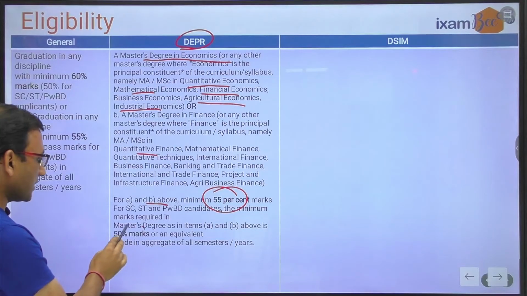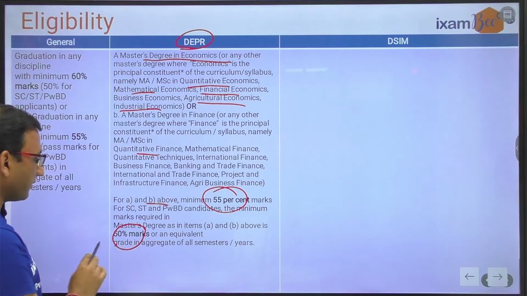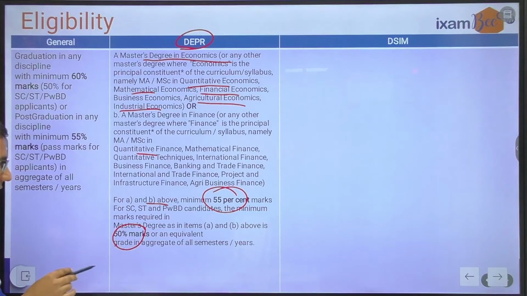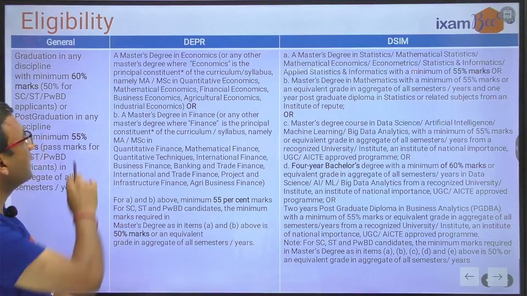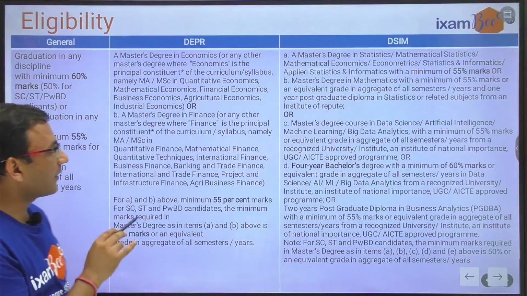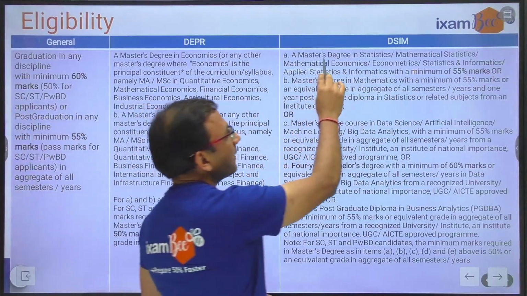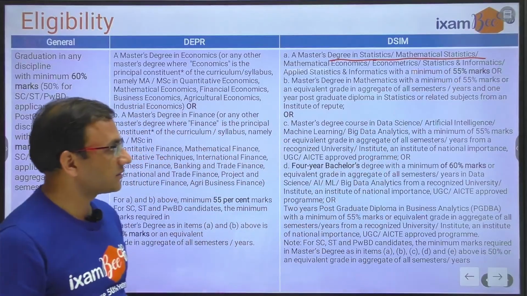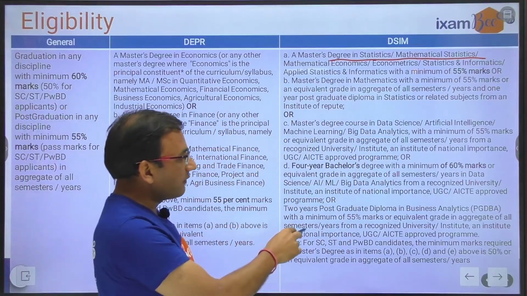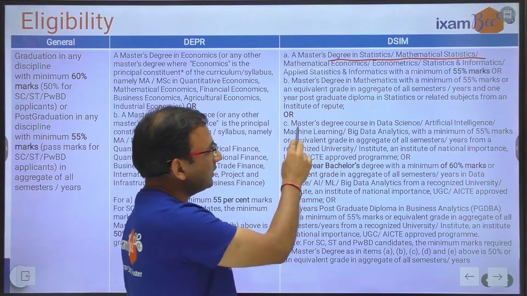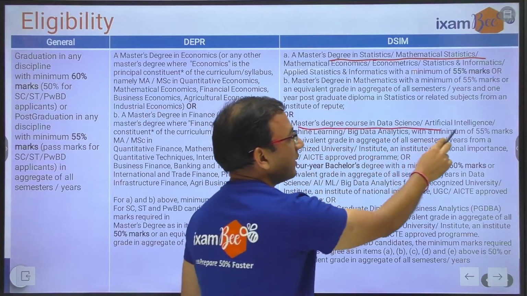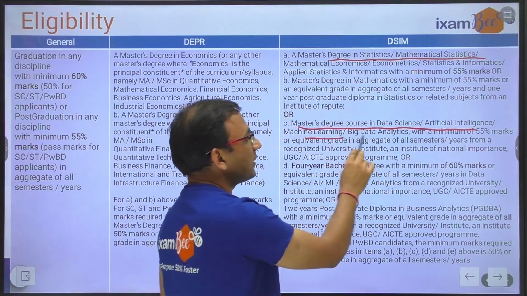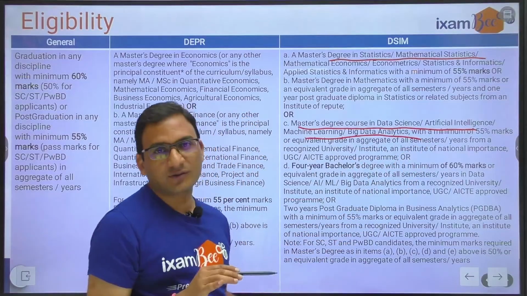and master's degree, above 50% marks or equivalent, in case of SC, ST and PWD. Here also, I have not read it all. For DSIM: degree in statistics, mathematics, statistics. Read all the related definitions of various degrees. Master's degree in data science, artificial intelligence, machine learning, big data analytics, all these are also eligible, right?